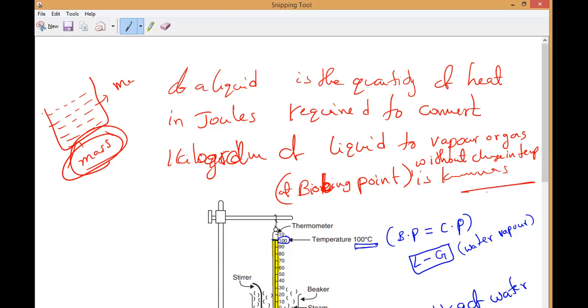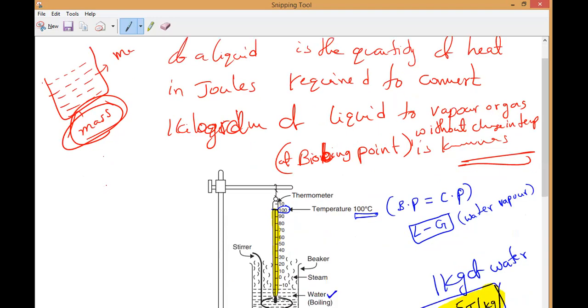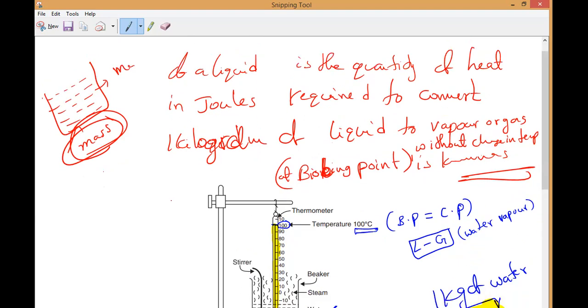Is it okay, everybody? So please write it neatly. So what is the example? The latent heat of vaporization of water is how much? Latent heat of vaporization of water is 22.5 into 10 to the power 5 joules per kilogram.